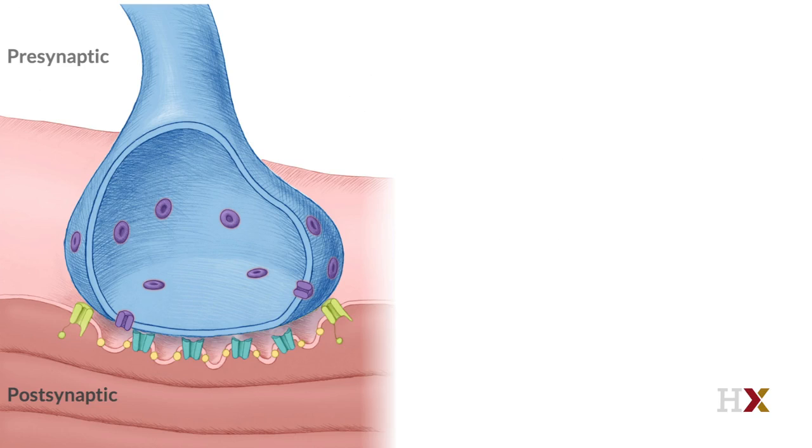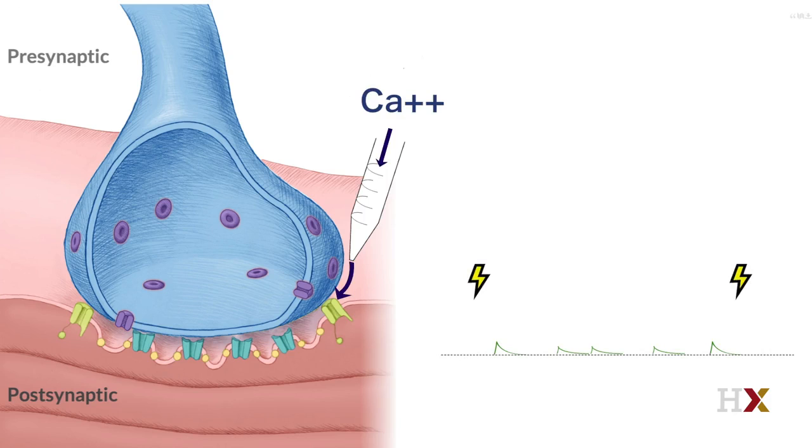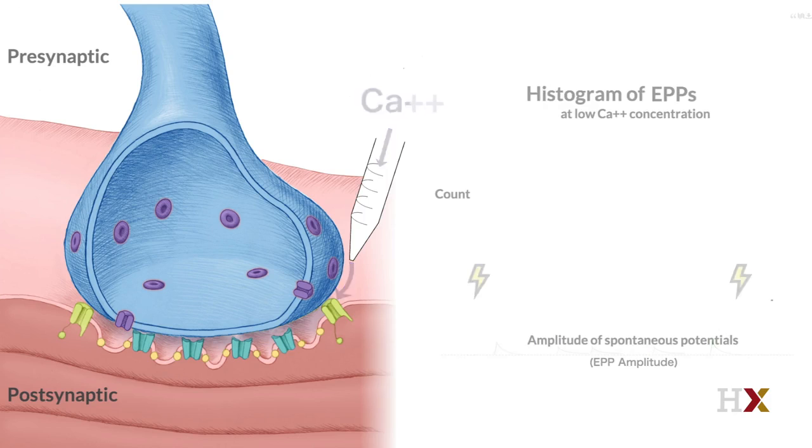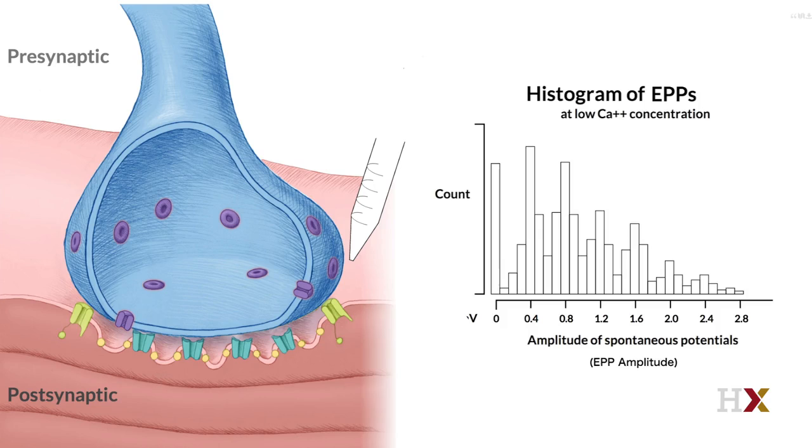EPPs? The breakthrough clue came from a close observation of the amplitude of EPPs under low calcium conditions. Recall that EPP's size varies with calcium concentration. Under very low calcium concentrations, the EPPs will be quite small, not much bigger than the size of the mini EPPs. When Katz plotted a histogram of EPP amplitudes under low calcium concentrations, he saw something striking.